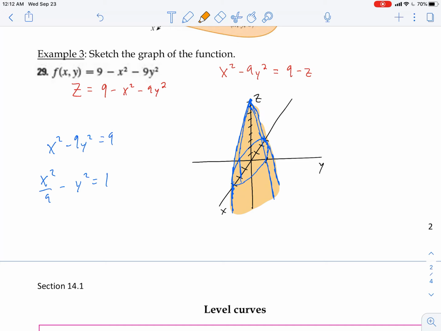Again, if you have questions on how to do this, let me know. Our vertex is going to be at (0, 0, 9), and it's facing downward because of that minus z when we were solving. Again, if you do have a question on how to graph these, don't hesitate to ask.